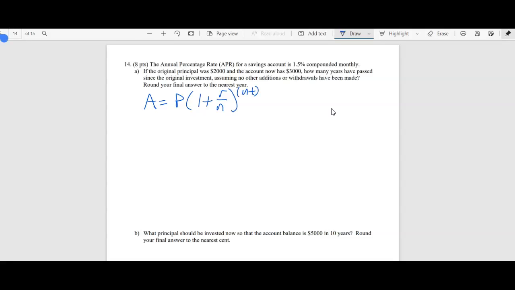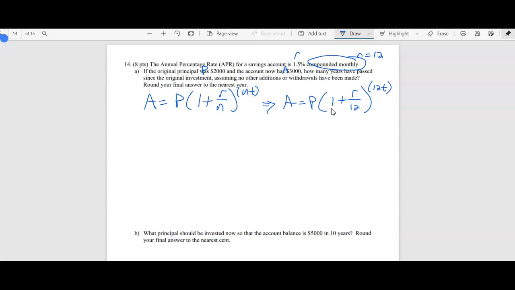This is the formula, and since we have specifically compounded monthly, we know n is 12. So we have A equals P times (1 plus r over 12) to the 12t. That's the formula we get to plug into. r is 1.5%, A is 3,000, P is 2,000. Should be lowercase r. And we're trying to solve for t.